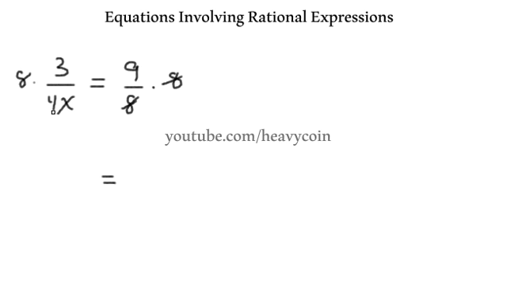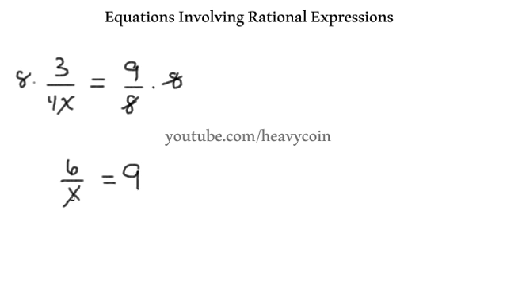But now look at this. 4 goes into 8 2 times. Okay? And 2 times 3 is 6. So let's just do that. Right? 4 goes into 8 2 times, and 2 times 3 is 6. So I can just write 6 over x here is equal to 9.